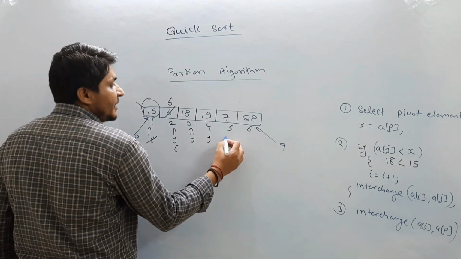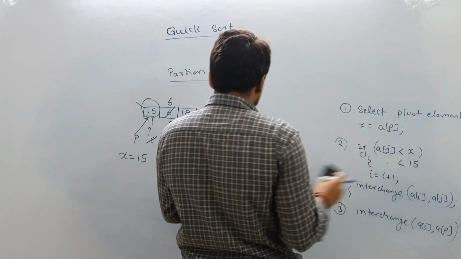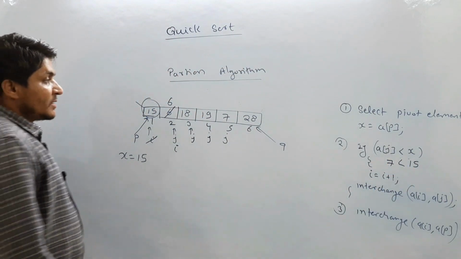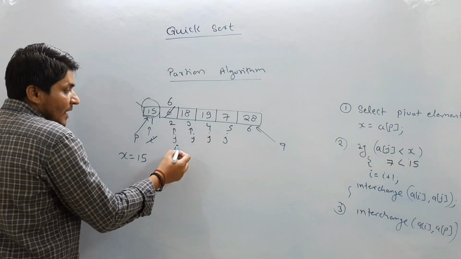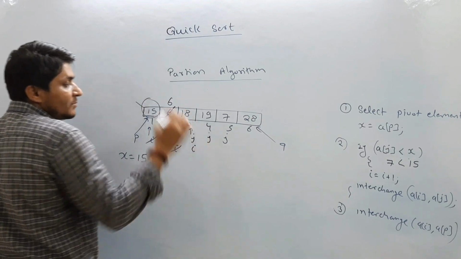I will increment simply j. Now this time A of j is what? A of j is 7. 7 less than 15, condition is true this time. So if the condition is true, then I need to increment the value of i. So i is pointing to index number 2. Once I increment, it will start pointing to index number 3.